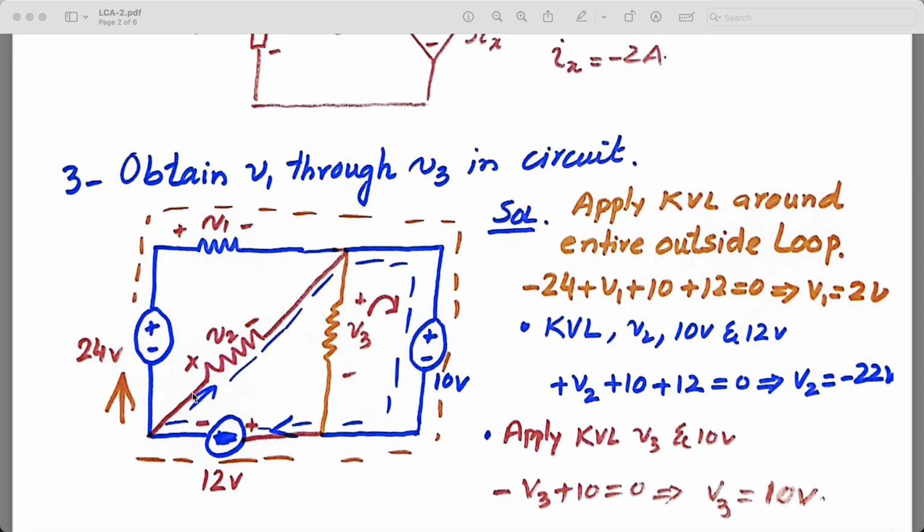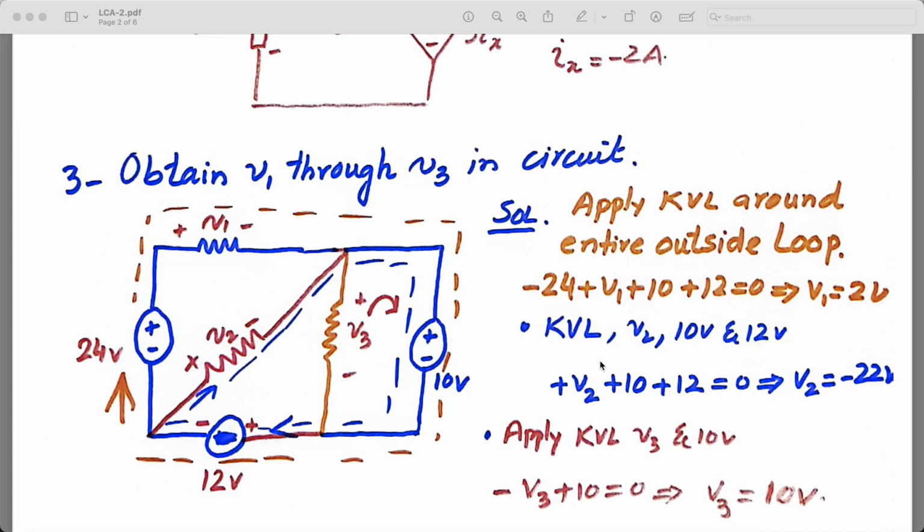Current entering into the negative sign, so that is why minus 24. Current entering into the positive sign, so that is why positive V1. Current entering into the positive, so that is why positive 10. Current entering into positive, so that is why positive 12. Then from this equation you can see that the answer V1 is 2 volt.